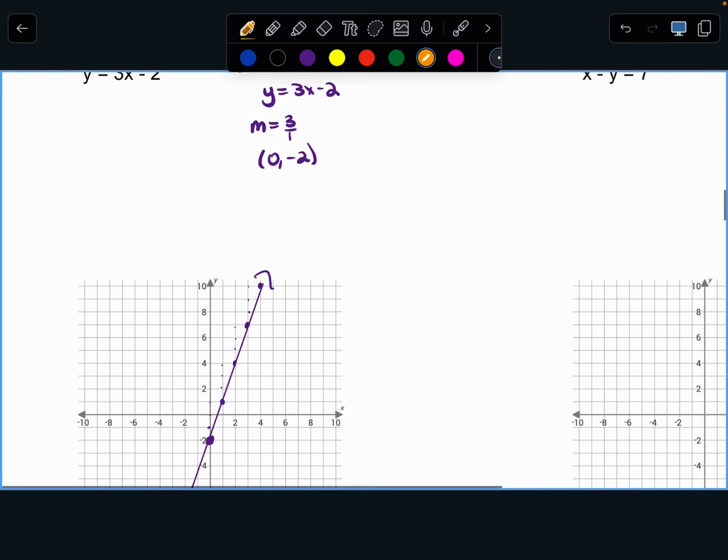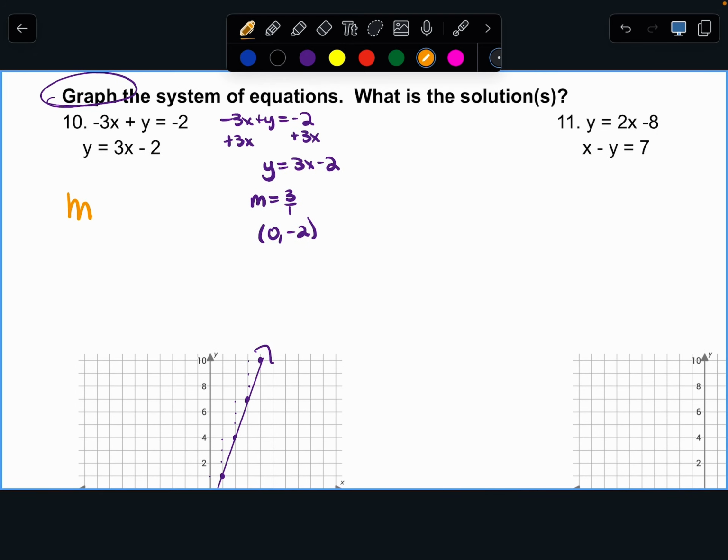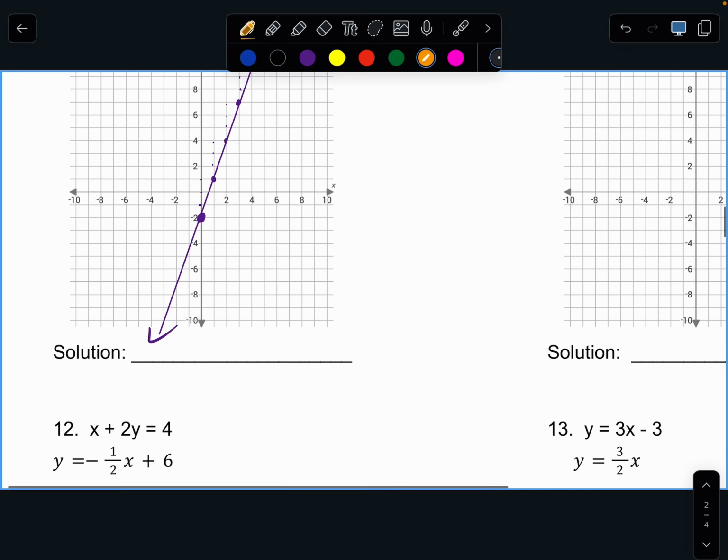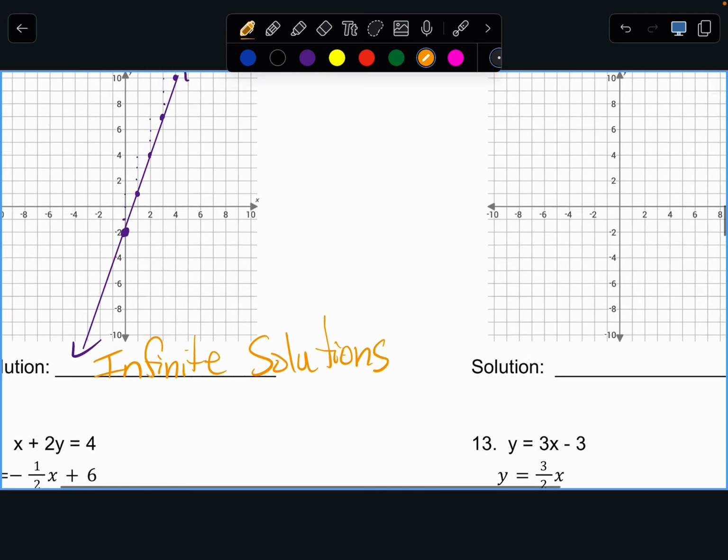Now this next one, I have a slope of 3. I have a y-intercept of negative 2. They're the exact same thing. Look at this, exact same thing. They're the same line, so it's an infinite number of solutions, infinite solutions, or infinitely many solutions.